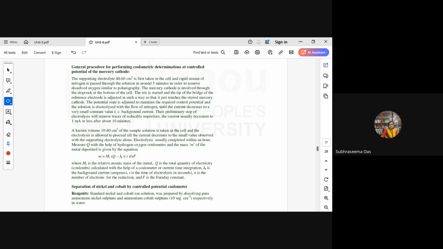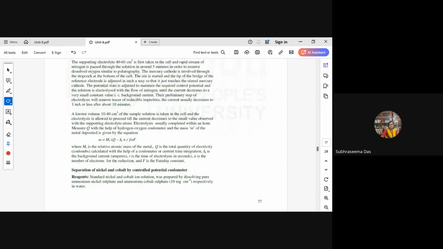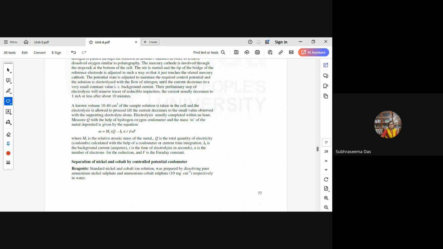Now, the general procedure for performing coulometric determinations at controlled potential of the mercury electrode. The electrolyte, mostly 50 ml, is taken in a cell, and a stream of nitrogen is passed through it to remove any traces of impurity and particularly oxygen. The mercury cathode is involved through the stopcock. Then, following the experimental process, a known volume of the sample is taken in the cell, and electric current is passed through it. The electrolysis occurs, and by measuring the value of Q, we can find out the amount of M that is deposited.